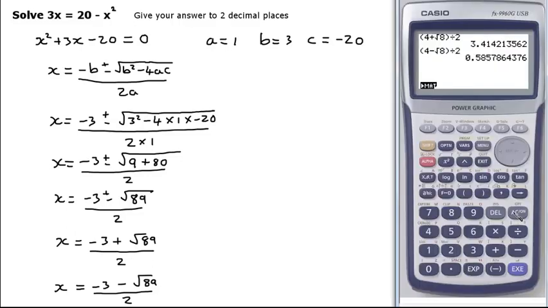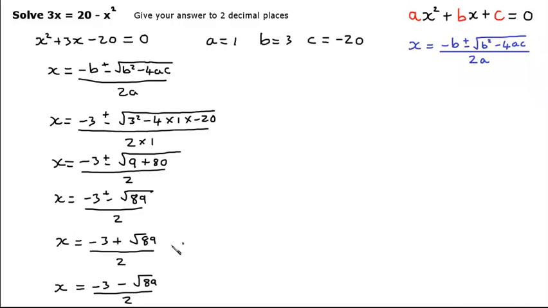So we take our calculator, we're going to put the first one in, so that's going to be, in brackets, negative 3 plus the square root of 89, close the brackets, all divided by 2, and that equals 3.216. So rounded to 2 decimal places, that's 3.22.